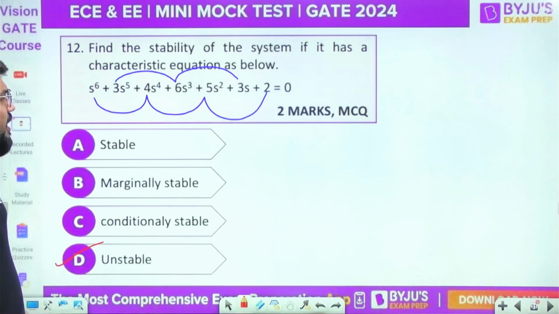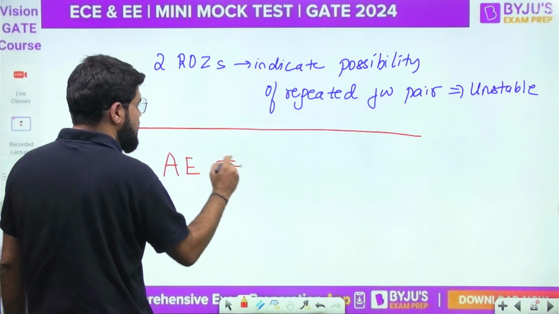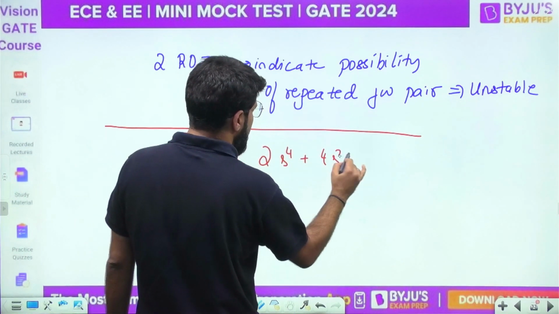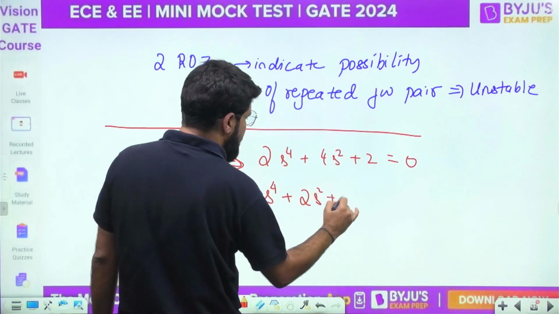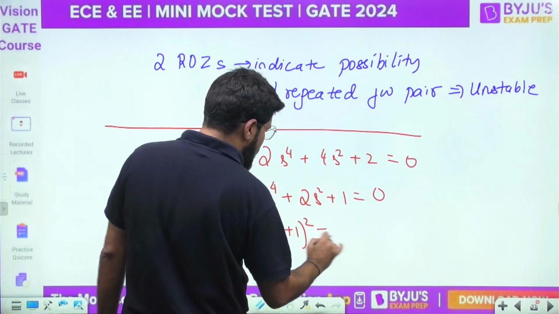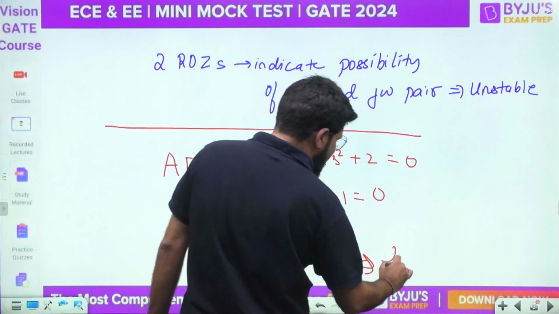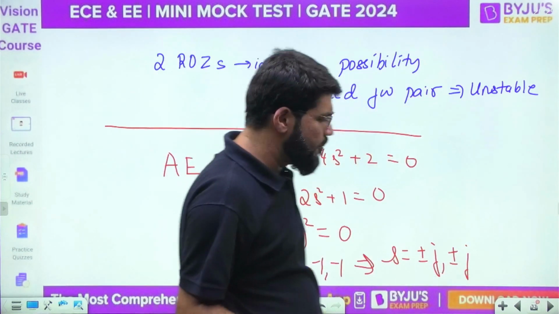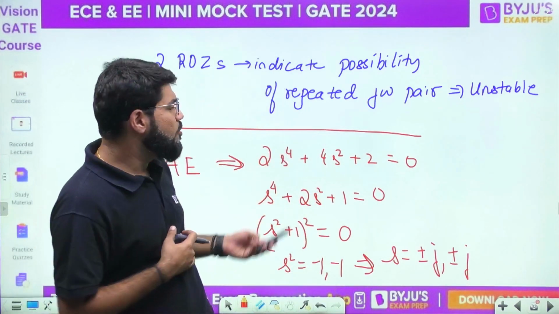Now, if you want to see this possibility, look into the main auxiliary equation, and that is 2s power 4 plus 4s square plus 2 equal to 0. We could cancel 2 from here too, no problem. s power 4 plus 2s square plus 1 equal to 0, and this is nothing but a plus b whole square: s square plus 1 whole square equal to 0. s square is minus 1, repeated. So what is s? Under root of minus 1, plus minus j. I told you, repeated j omega pair possibility. That is proved now, and the system is hence unstable. Why did I only take the first auxiliary equation?